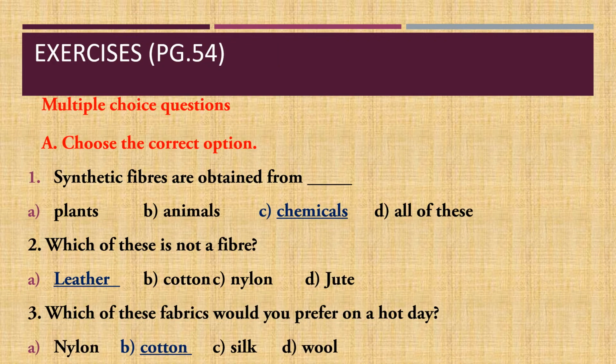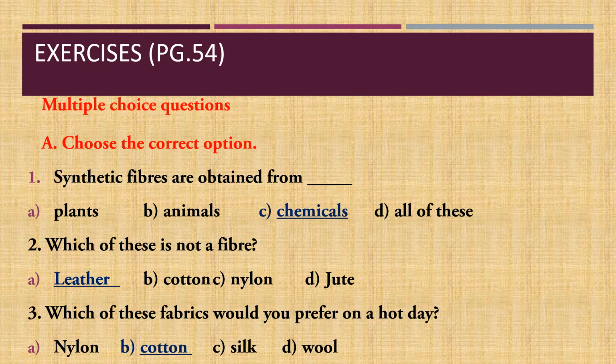Exercises page number 54. Multiple choice questions. A. Choose the correct option. Question 1. Synthetic fibers are obtained from A. Plants, B. Animals, C. Chemicals, D. All of these. Answer: chemicals.